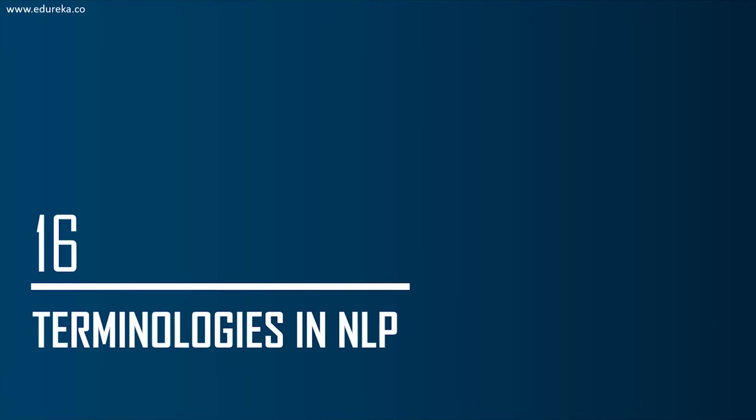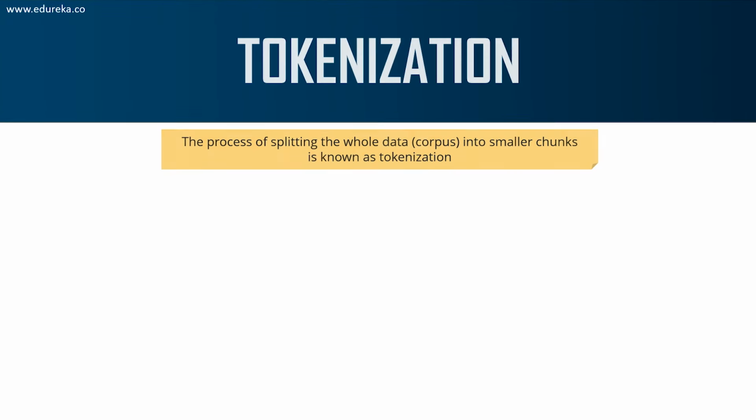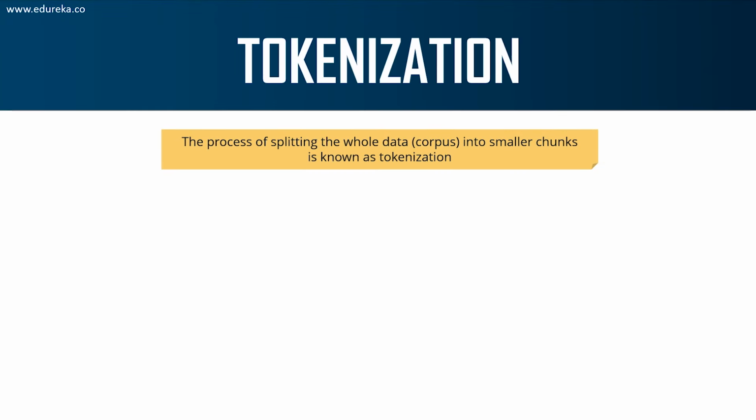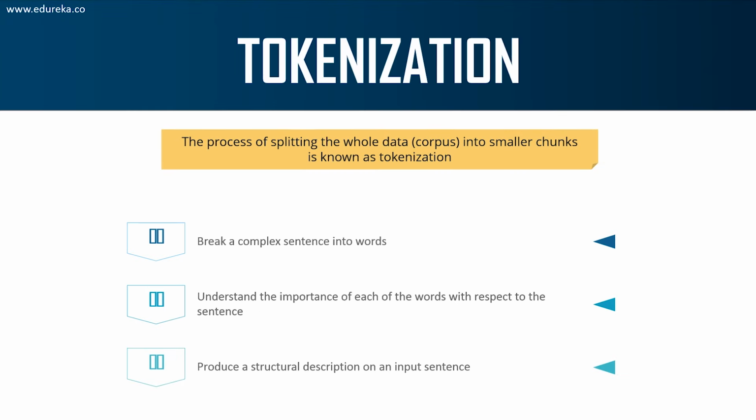Now, let me tell you the basic terminologies under natural language processing. So tokenization is the most basic step in natural language processing. Tokenization means breaking down the data into smaller chunks or tokens so that they can be easily analyzed. So the first step is you'll break a complex sentence into words. Then you'll understand the importance of each of the words with respect to that sentence in order to produce a structural description on an input sentence.